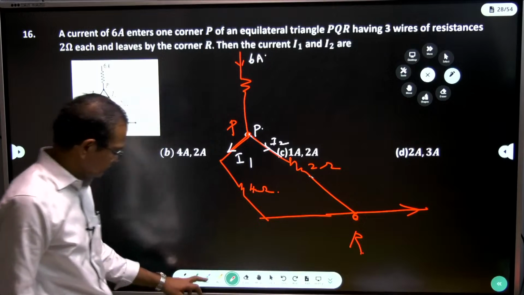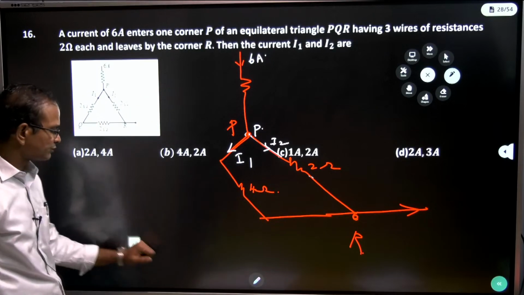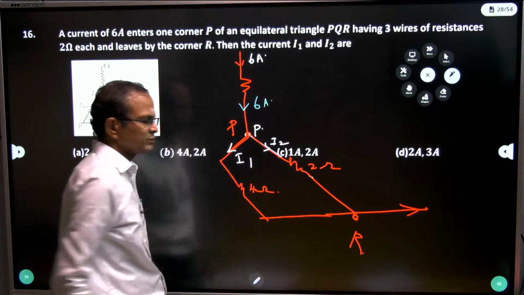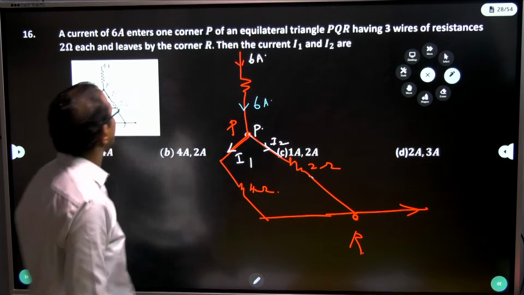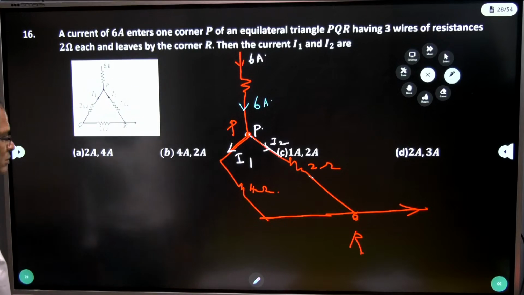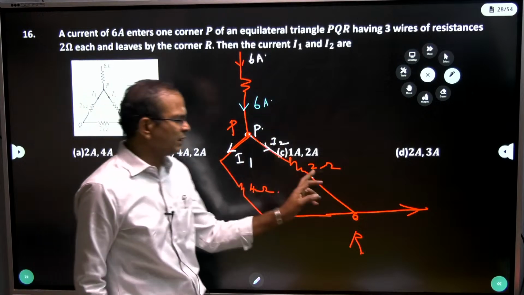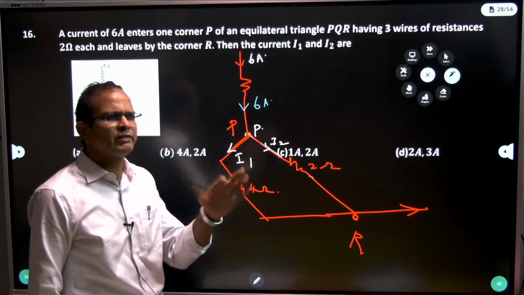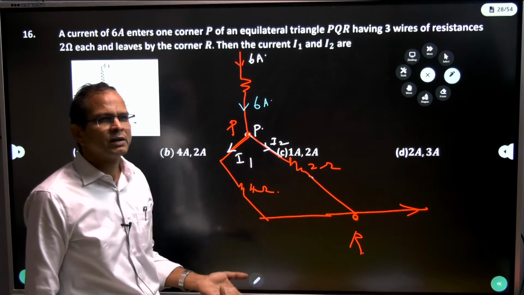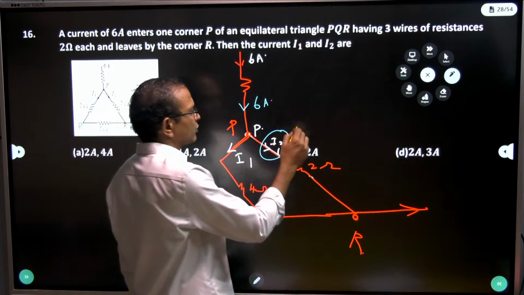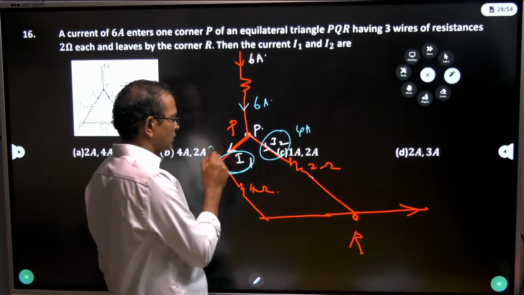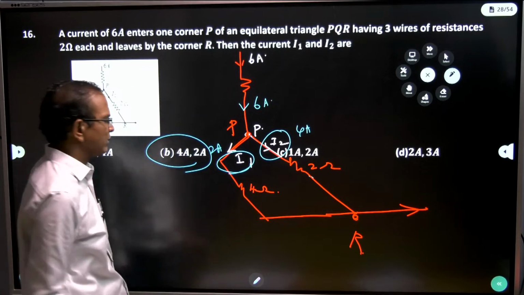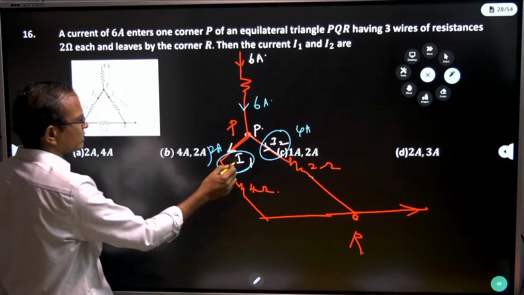What can we do? Let's see. How much current comes? 6 ampere. What do they want? I1 and I2. You tell me yourself: of this 6 ampere current, will more go through the 2 ohm or the 4 ohm? Come on, even without knowing physics. So the 2 ohm must get the maximum, 4 ampere, and the 4 ohm gets less, 2 ampere. So 4-2 is the answer. Sorry, I said it the wrong way round, because I1 is 2 and I2 is 4.